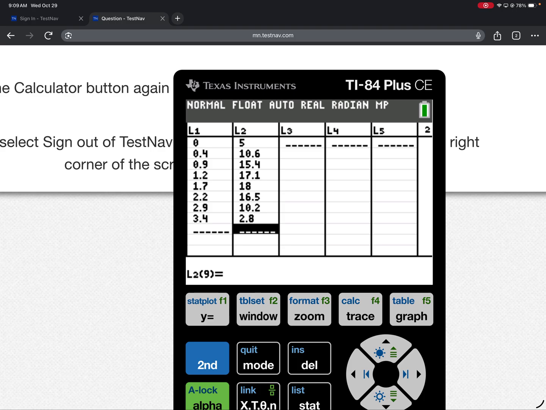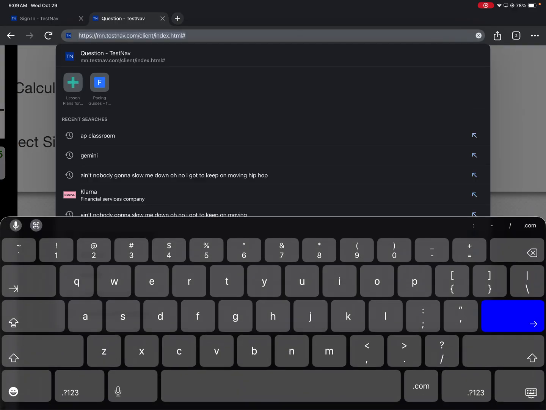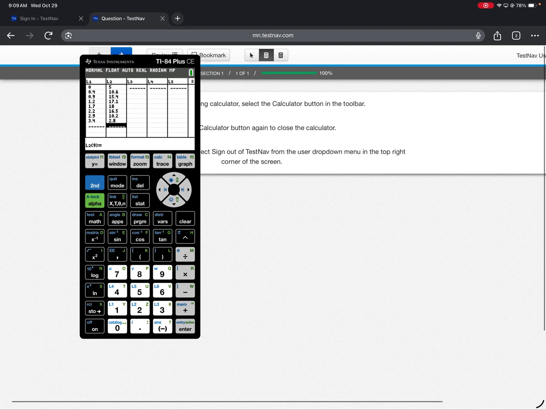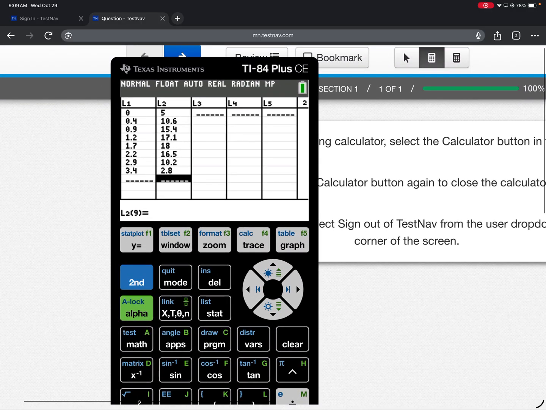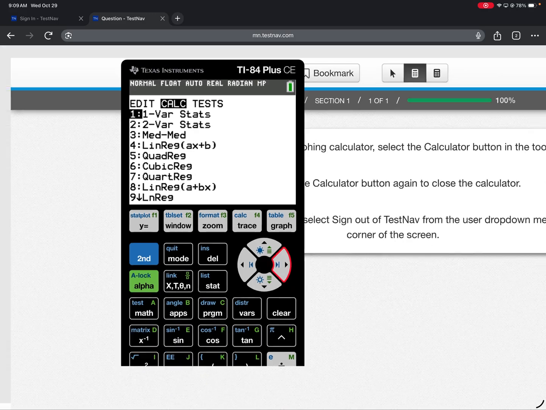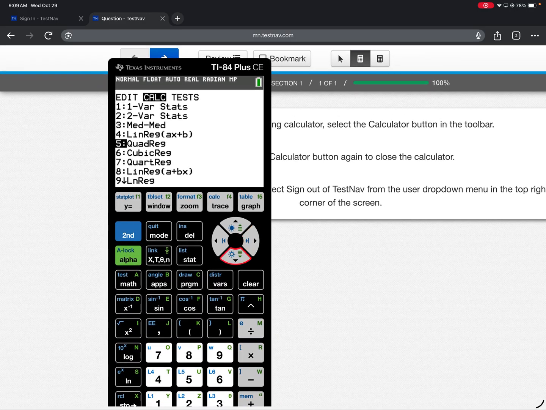Okay, we good? Okay, so this is what we're going to do now. What type of model is this supposed to be? Quadratic. So to calculate the model, you're going to do the same thing. You're going to hit stat again. Scroll over to calc. And then you're going to scroll down to quadratic regression.